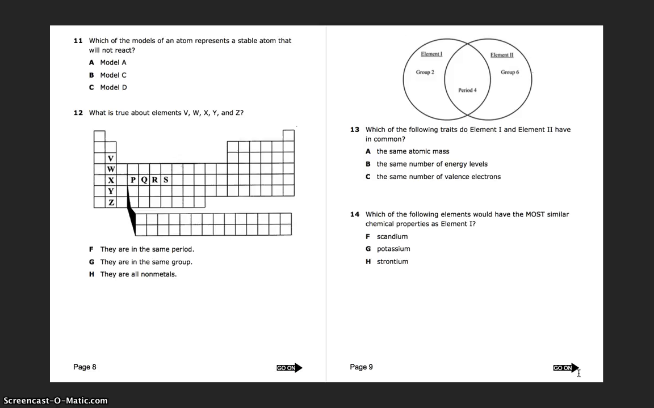Number 14. Which of the following elements would have the most similar chemical properties as element 1? F. Scandium, G. Potassium, H. Strontium.